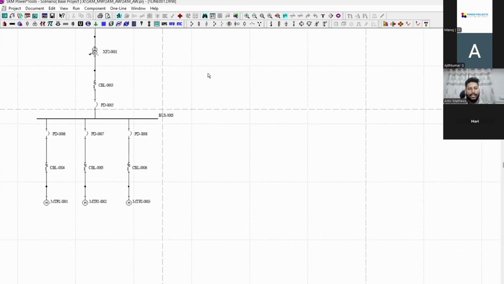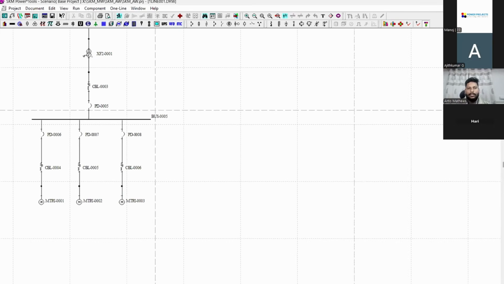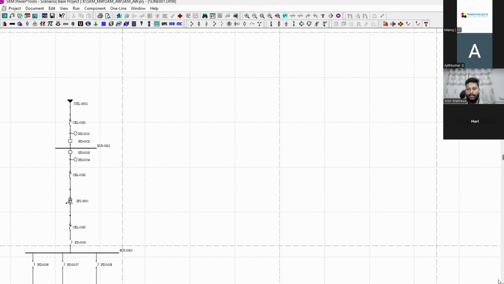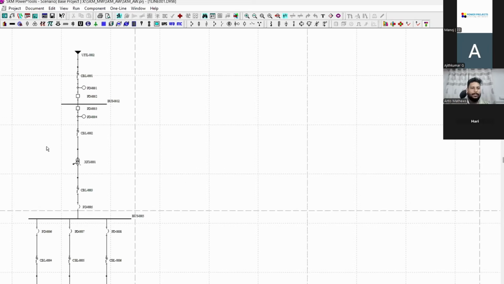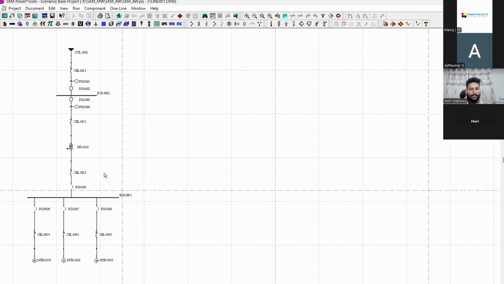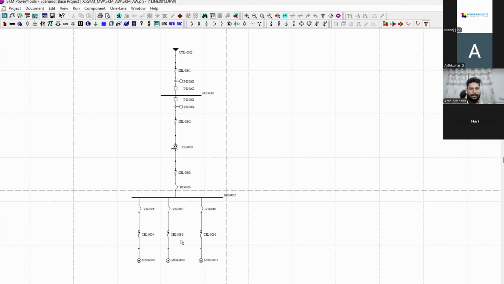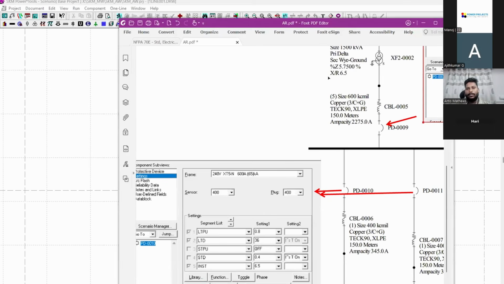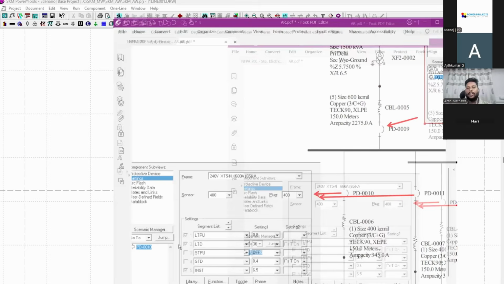Now I was done with my modeling part, right? Let me have it in full screen. My modeling is clear, right? Yeah. Let me grab the page. So what we are expected to model, we have achieved those models in the scheme.